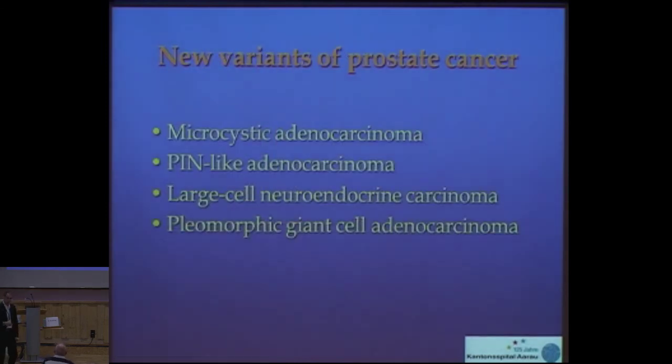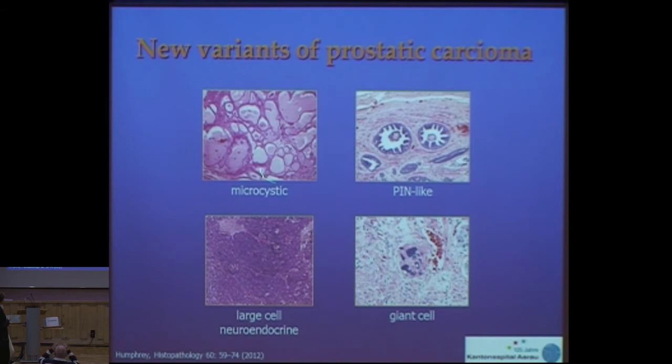So since 2004, we know even new variants of prostate cancer. We have this microcystic adenocarcinoma, which has been reported by Humphrey recently. We have a carcinoma that looks like a PIN. We have a neuroendocrine carcinoma that resembles the one in the lung, the large cell. And we have a giant cell adenocarcinoma, which you want to see here. That is the microcystic that also resembles the hypoplastic condition.